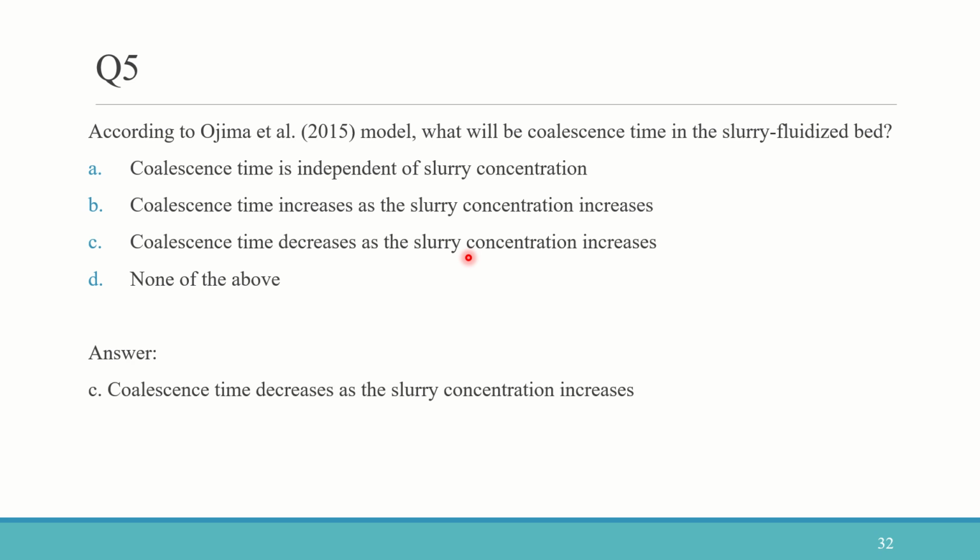So therefore we can say that coalescence time decreases. Because the concentration has increased, the probability of them coming together is increased. So therefore the coalescence time is also decreasing when slurry concentration is increased. If you are not sure of the answer, think logically and answer. Most of the time it will be correct if your understanding of the concepts is better. So what we are saying is that coalescence time decreases as the slurry concentration increases. Because in the slurry fluidized bed, if the concentration is increased, the chances of the bubbles coming together is enhanced, and therefore the coalescence time is decreased. So option C is the right answer.